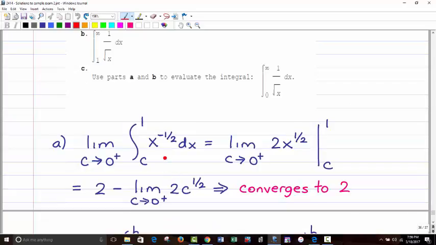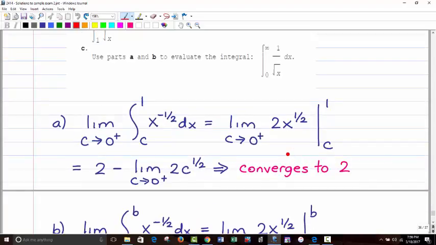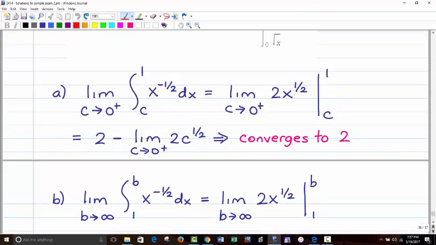So this is pretty easy. You just do x to the negative 1/2. Learned that back in Cal 1. So put in the 1. That's going to give us a 2, 2 times the square root of 1 right here. Now we've got to see what happens when you put the c in there. You put 0, and because this is 0 to the positive 1/2 exponent, that gives us 0. Remember, I talked earlier about 0 to the negative 1/2 being undefined. So you end up with 2 minus 0, so this converges to 2.